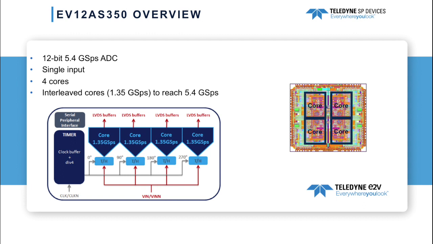On board is a precision timing block which generates the 90 degrees out of phase clocks that go to each of the track and holds and ADCs necessary to achieve the proper alignment for interleaving. All of the ADC configuration can be set up through an SPI interface that you see here on the block diagram. The cores are laid out to be very symmetrical. You see in the layout in the upper right corner here, and this die is packaged into a 380 ball EBGA that's 31 millimeters on a side.